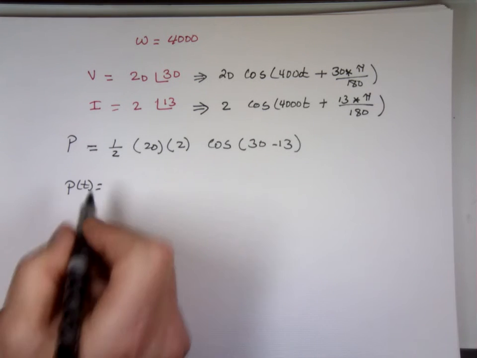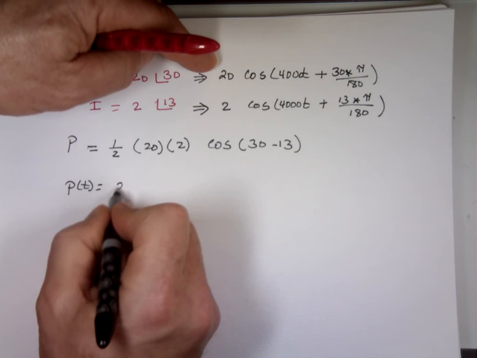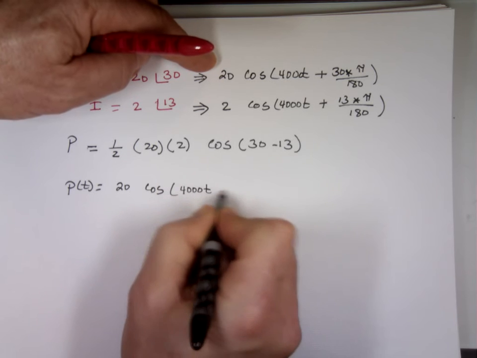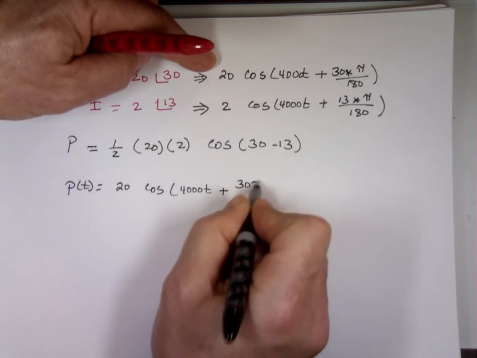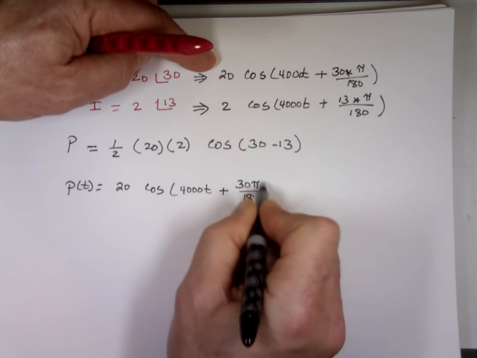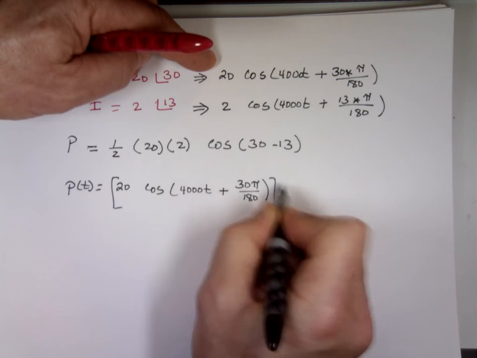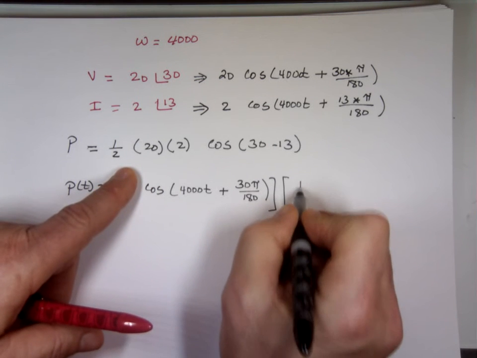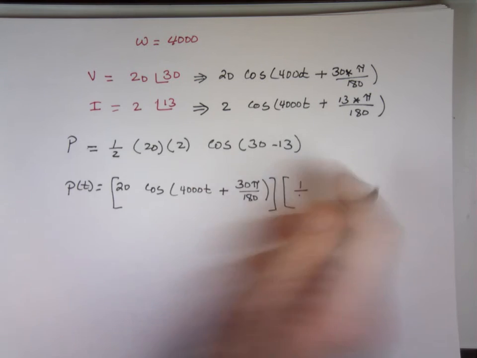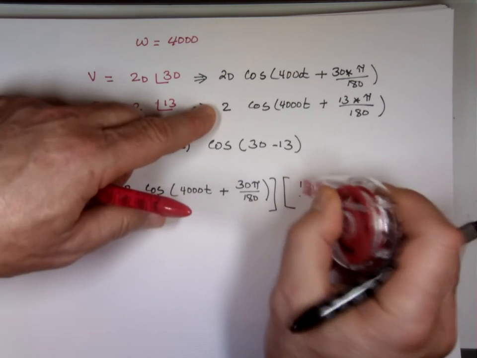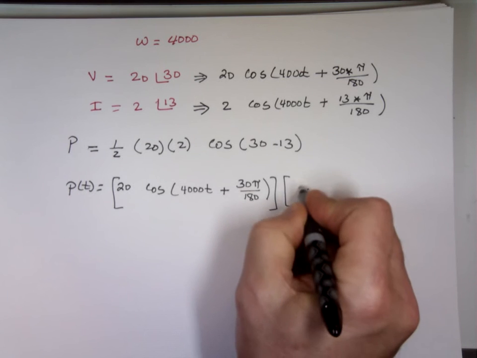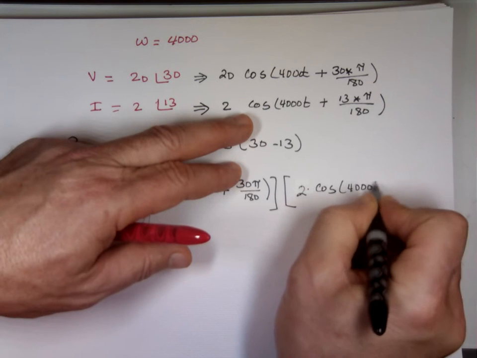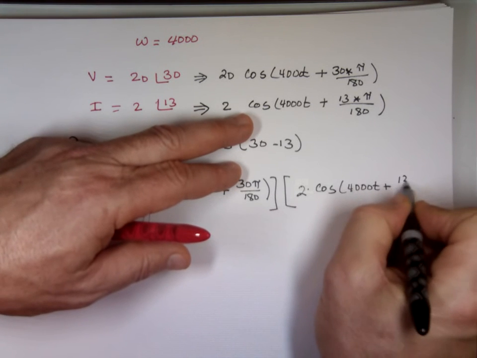So my power as a function of time is going to be 20 cosine 4,000 t plus 30 pi over 180, times, oh, I'm sorry, it's 1/2. Times 2 here. I'm looking at the wrong spot. Times 2 cosine 4,000 t plus 13 pi over 180.